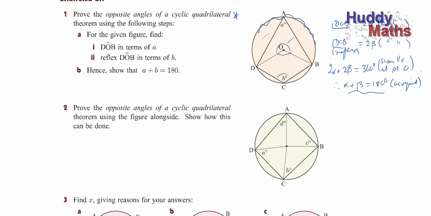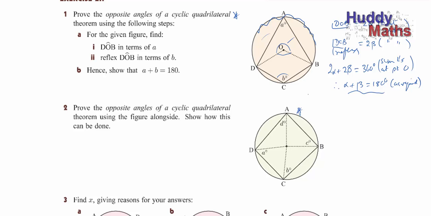So pause the presentation now and have a go at this one. Copy the diagram onto your paper and then watch me do it, and we're going to go through all the exercises the same way, so you'll see how you're going. Okay, prove the opposite angles of a cyclic quadrilateral theorem using this figure. Show how this can be done.